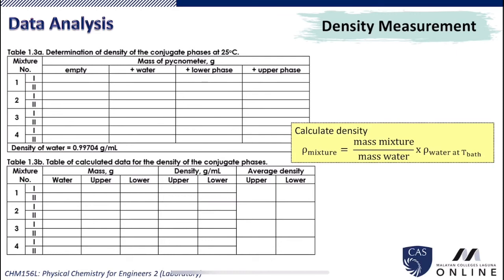How do you get the density? You use this formula. So you have the density of the mixture, it's mass of mixture over mass of water times the density of the water. In this case, use this density, 0.99704 grams per ml. So you have to get the average density if there are 2 trials. But most probably, I will just give you 1 trial for this one, because it's a theoretical one. It's not experimental.